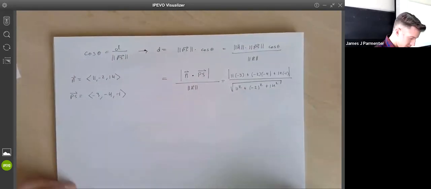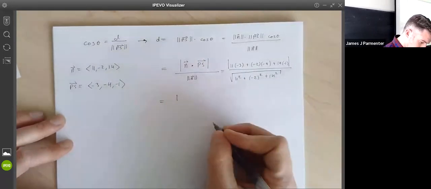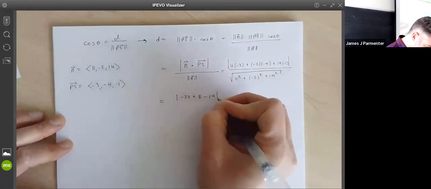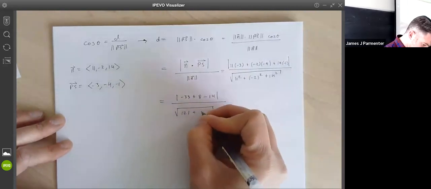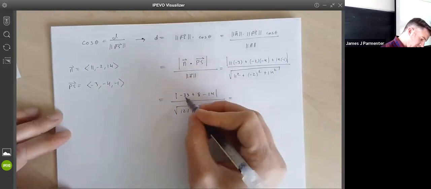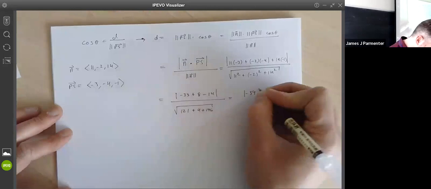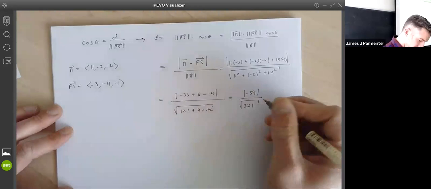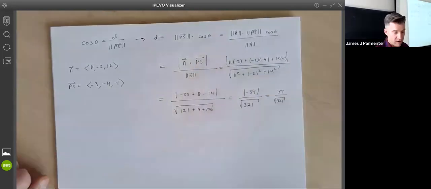So let's see what we get. That's going to equal the absolute value of -33 plus 8 minus 14, divided by the square root of 121 plus 4 plus 196. So we end up with, okay, -33 plus 8 is -25, minus 14 is the absolute value of -39, divided by the square root of 321. Gross. So we get 39 over the square root of 321. That's how far apart those are.